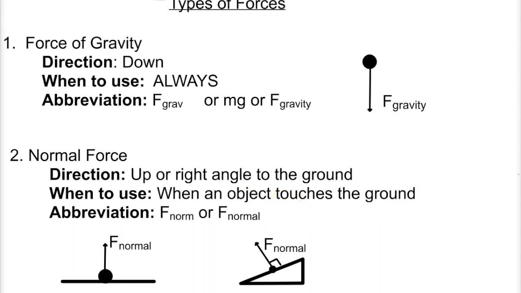Okay, anytime an object touches the ground. If it's flying through the air, you're not going to use it. If it's touching the ground, you're going to use it. And if it's just on a flat ground like this, it's just going to go straight up. If it's on a ramp or some sort of angle, it's going to go perpendicular to the ground, okay, or at a right angle.